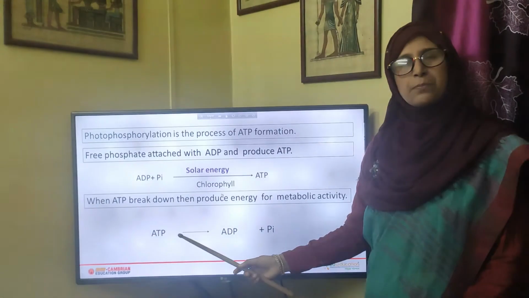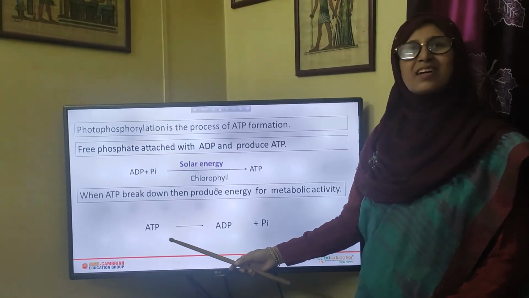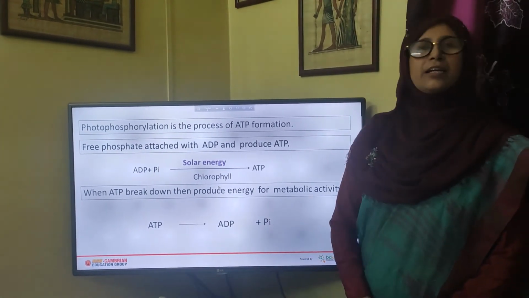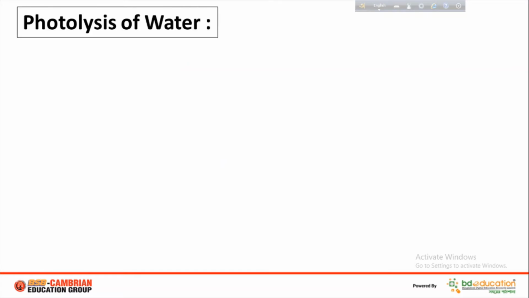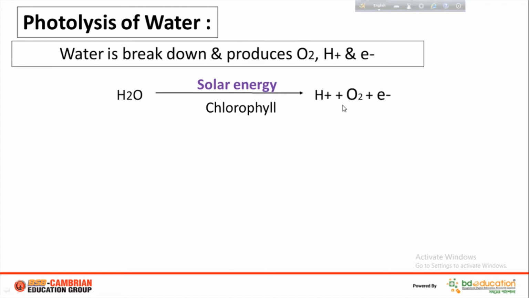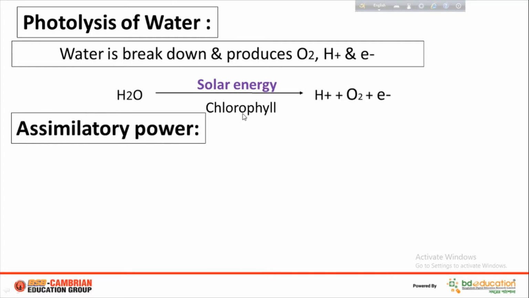photophosphorylation. And this ATP is a reversible system: when the energy is released, ADP and Pi are produced again. Next stage is photolysis of water. In this stage, oxygen, hydrogen and electrons are produced through the hydrolysis of water with the help of sunlight or solar energy and chlorophyll, and this process is known as photolysis of water. And the next stage, or last stage, is assimilatory power.